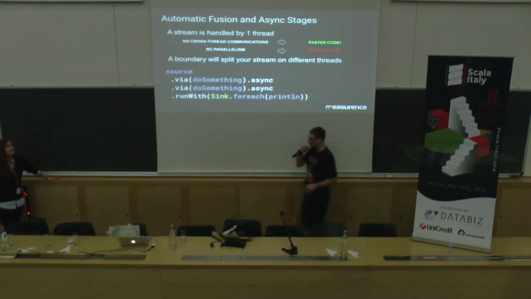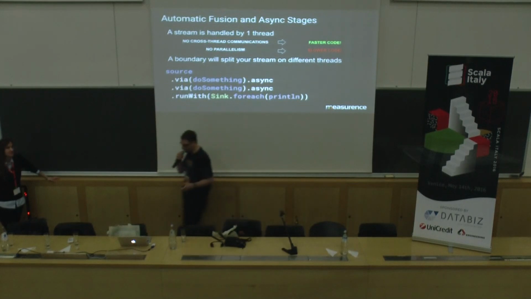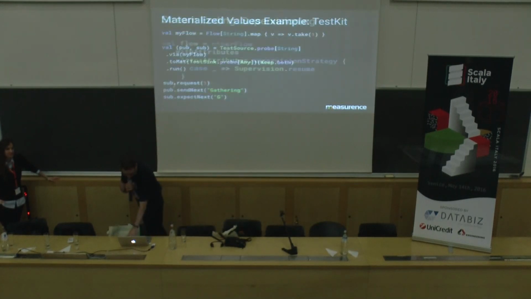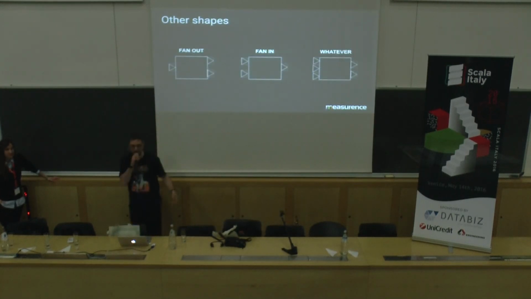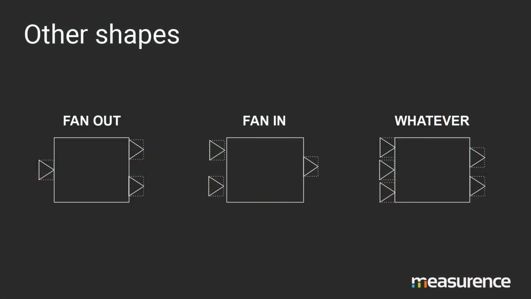Okay, so there is actually a shape that is called BidiFlow that I didn't show, that is used by the Akka HTTP implementation to implement the protocol. So in this case, the BidiFlow has 2 input ports and 2 output ports, and is actually used to run 2 streams in the same stage concurrently. So I think this is what you asked for. So you can do that.